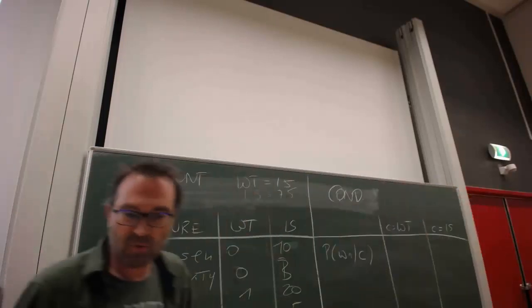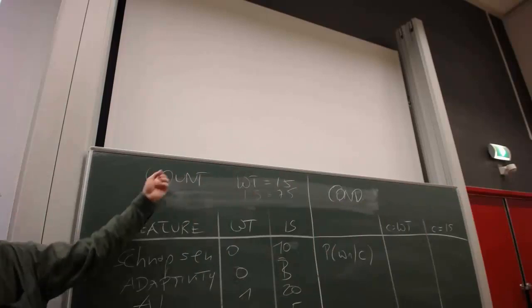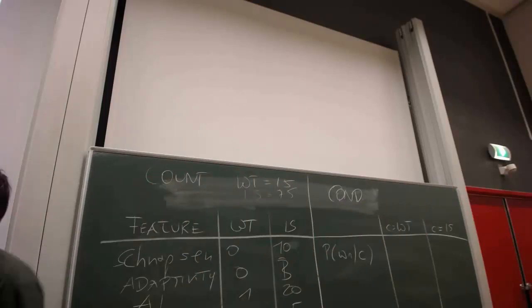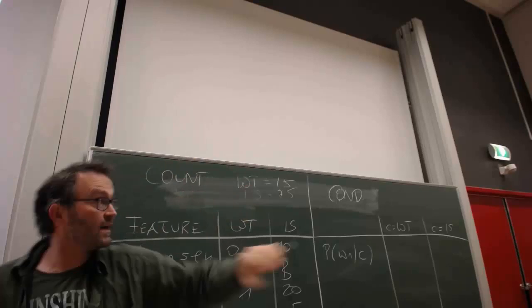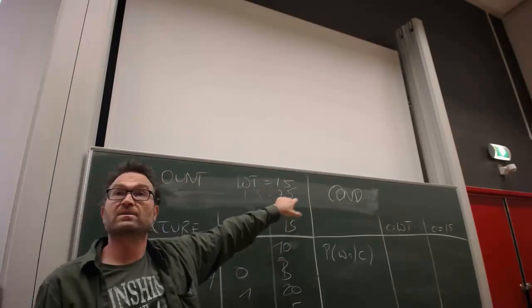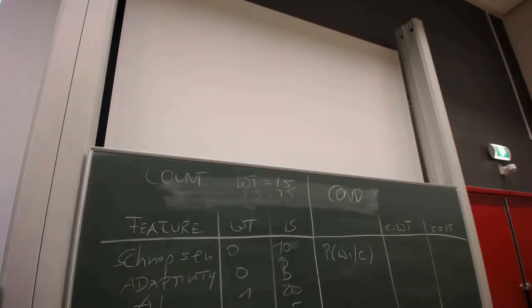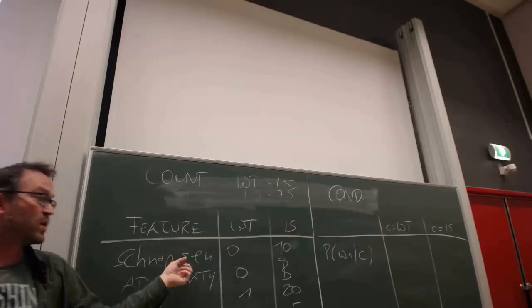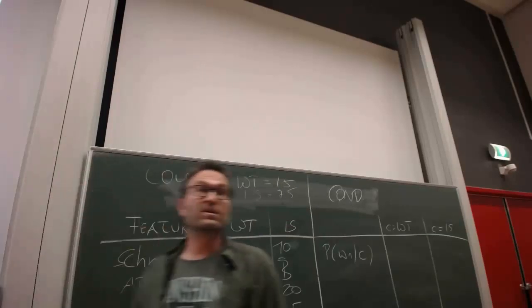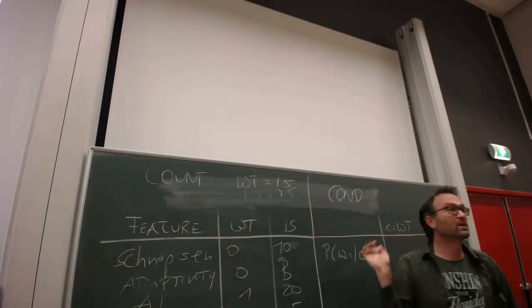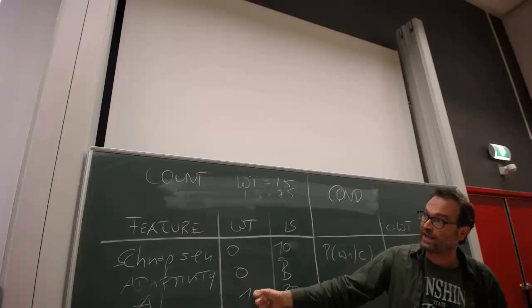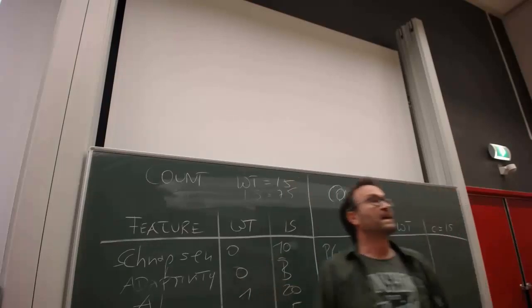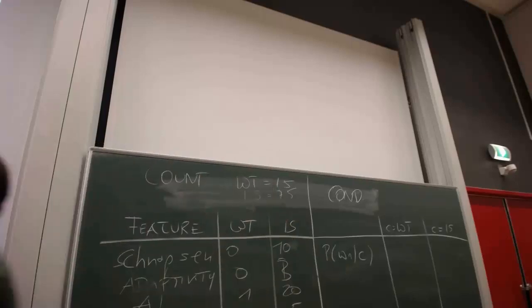What else do we need? We need the priors for web technology, and those we calculate simply by estimating the number of people who used web technology over web technology plus IS. And we need the conditional probabilities for each of the words. So given that someone said web technology, the probability of the word occurring is 1 out of 15.